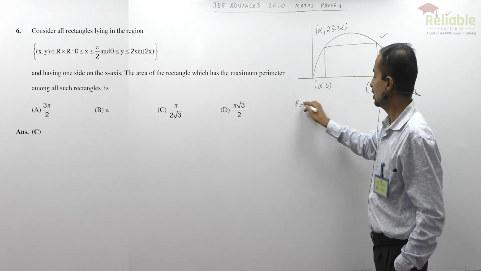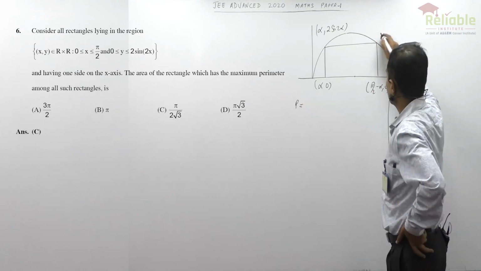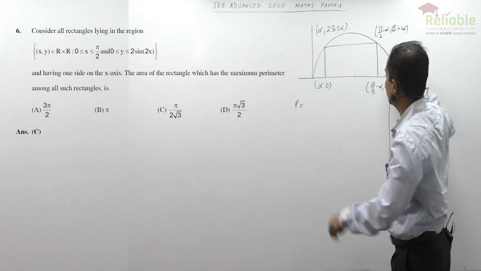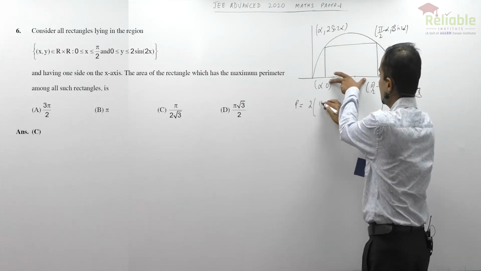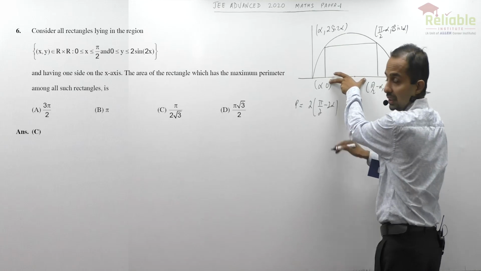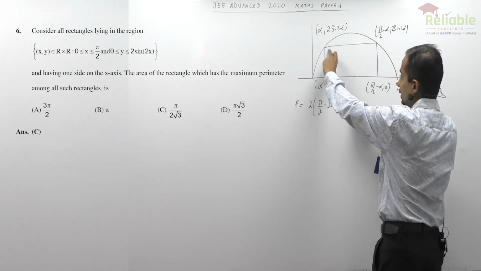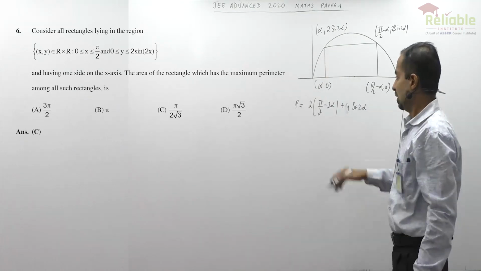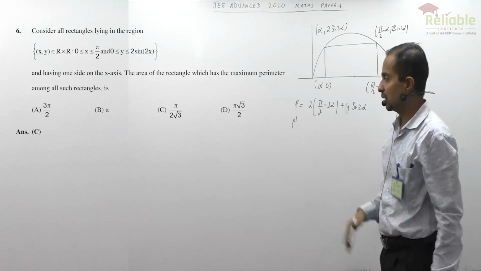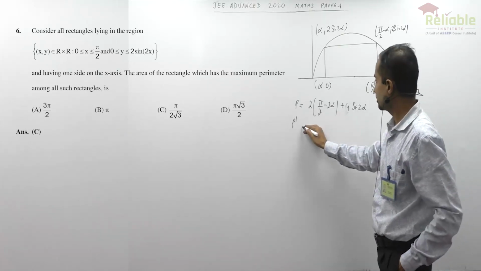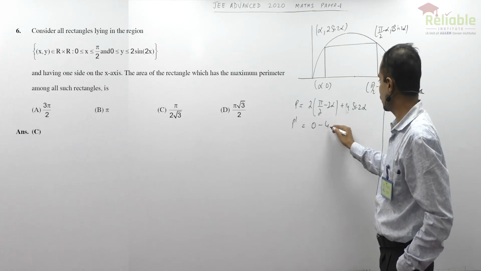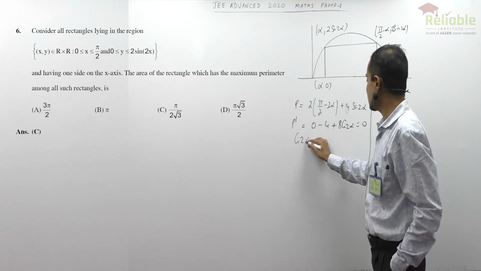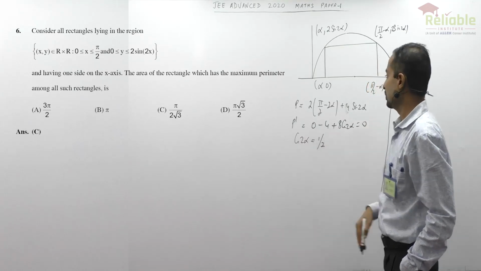So the perimeter is what? Let me write this one also: pi/2 minus alpha and 2 sin 2 alpha. Now the perimeter is twice of pi/2 minus 2 alpha, right? And twice of 2 sin 2 alpha, that is 4 sin 2 alpha. Now we need to differentiate it in order to maximize, as the question says. So 0 minus 4 plus 8 cos 2 alpha equals 0. Hence cos 2 alpha is equal to 1/2.